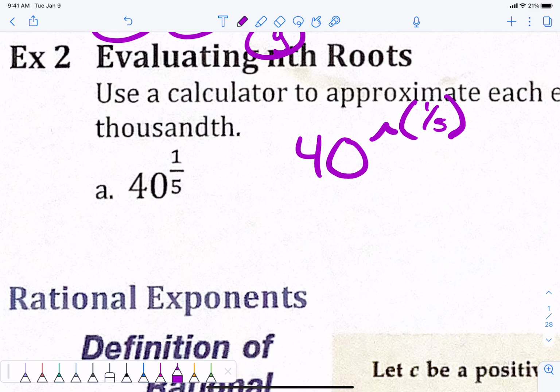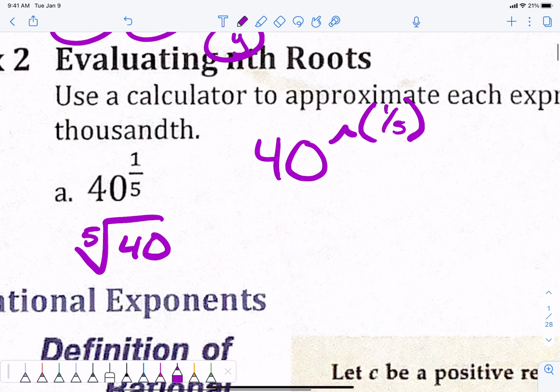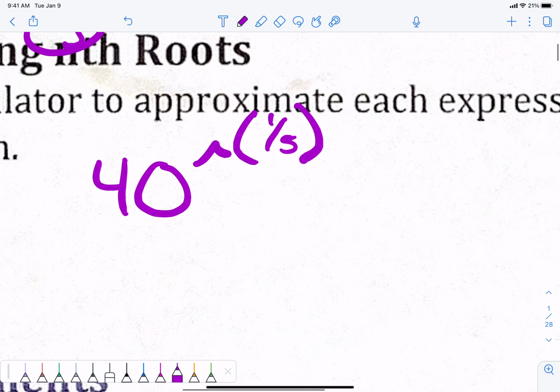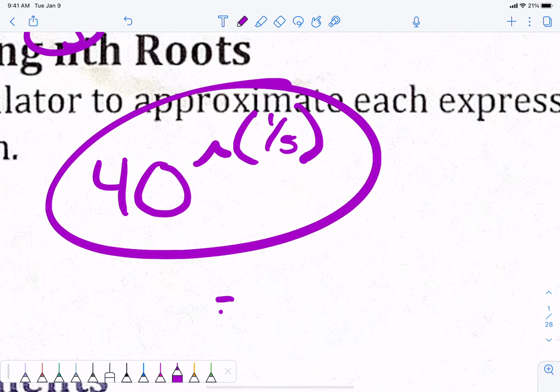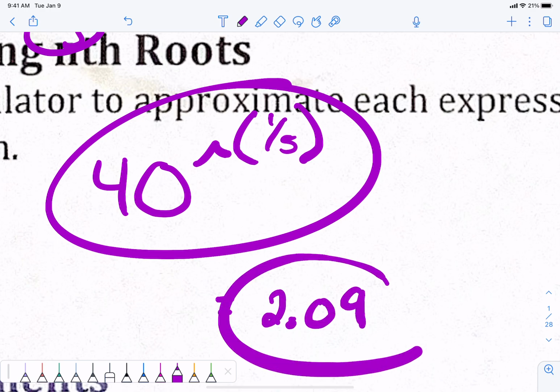This is a really important thing. This means the 5th root of 40, right? Anything to an exponent that has a fraction, it's that root, okay? So this is the 5th root of 40. I want you to practice typing in both ways. So type in 40 to the 1/5 power. Try that and see what you get. 2.09 is what you should get. Check and make sure that you do.